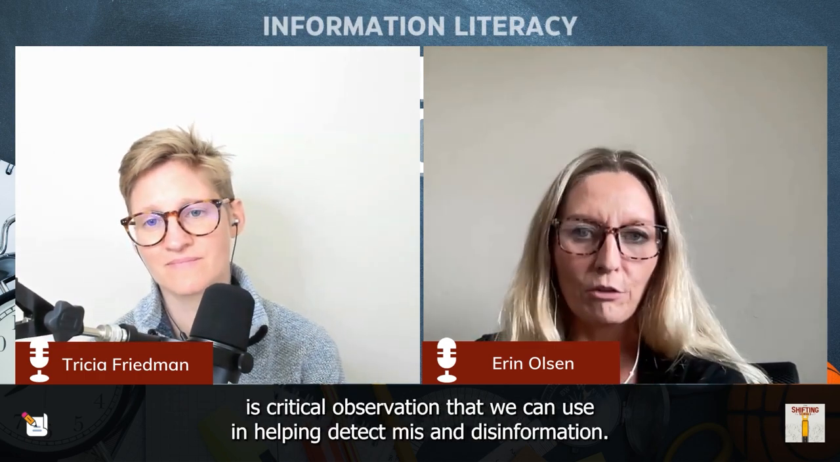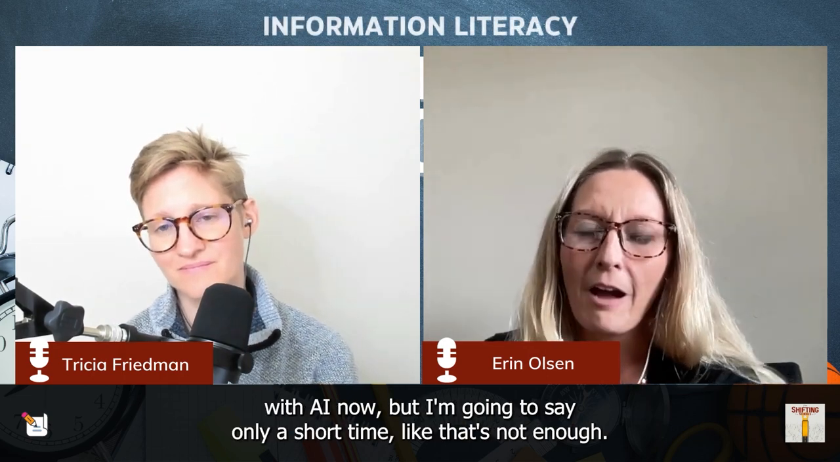I know that another one of our strategies is critical observation that we can use in helping detect mis and disinformation. And really that's just this intense look at whatever the content is, the image. And that might work for a while with AI, but I'm going to say only a short time. Like, that's not enough. Recently I had an AI image of myself created and I had three hands. Well, I imagine if I ran it through that same AI generator, I'm going to have the two hands that I possess. That AI gets better, right? We know AI improves. That's by nature.